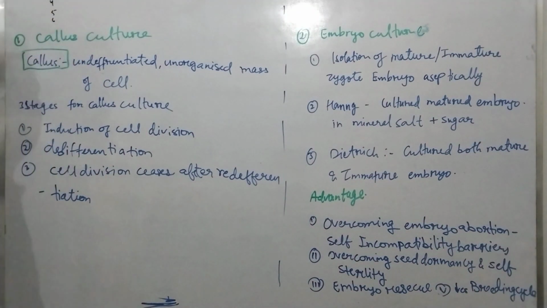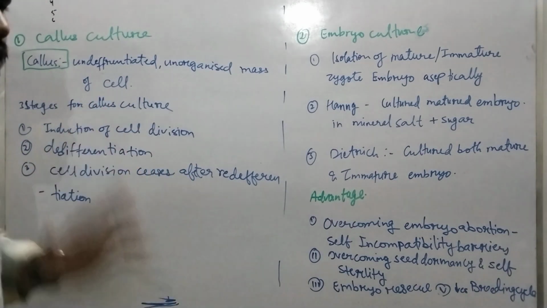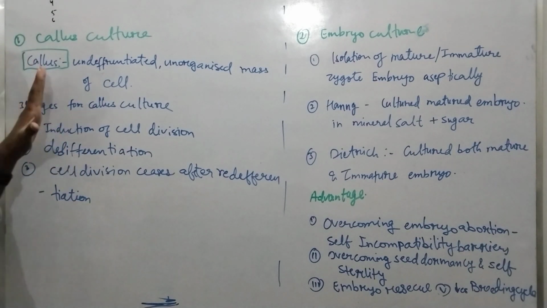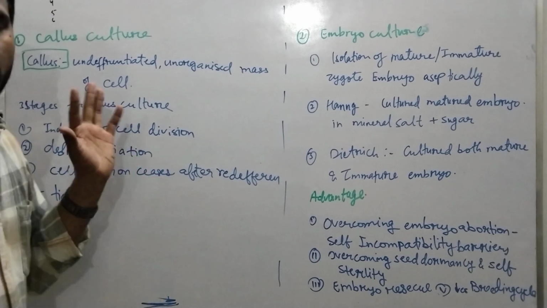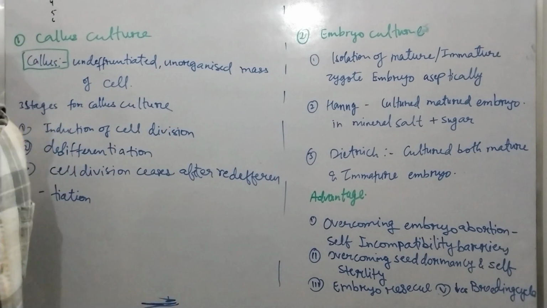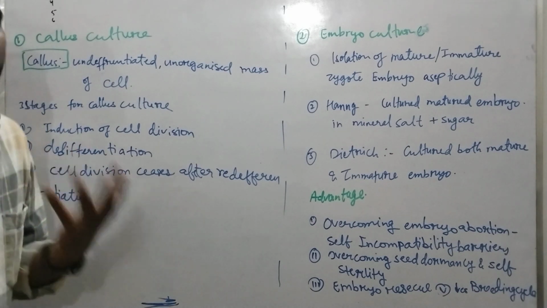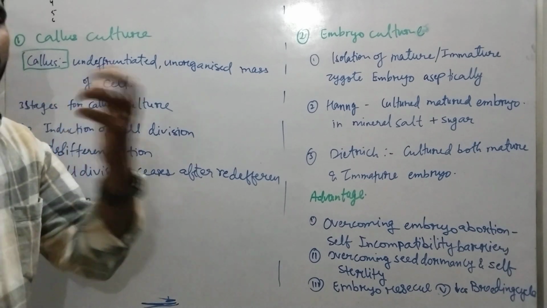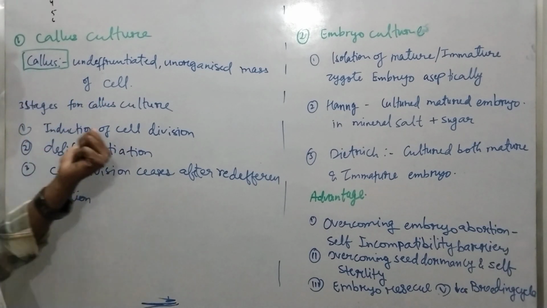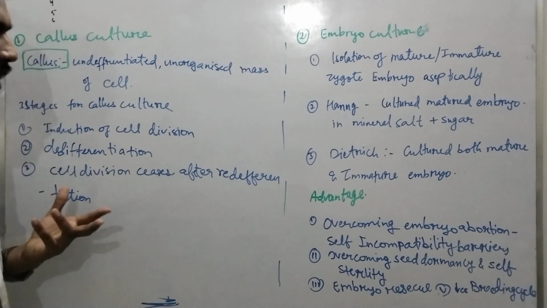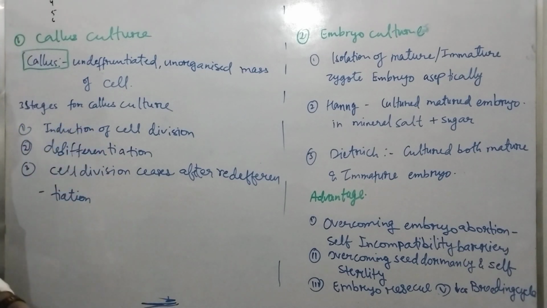In callus culture, what we have to understand is that we take a callus from the plant tissue, and then grow it as usual with the supplements, the pH and the hormones. So what is callus? Callus is an undifferentiated, unorganized mass of cells. It is not differentiated cells, so we can say it is a meristematic tissue. If it is a meristematic tissue, then it will grow fast and have more dividing capability. So what are the three stages of the callus? Induction of cell division. We will induce the cell division by the help of auxin and cytokinin.